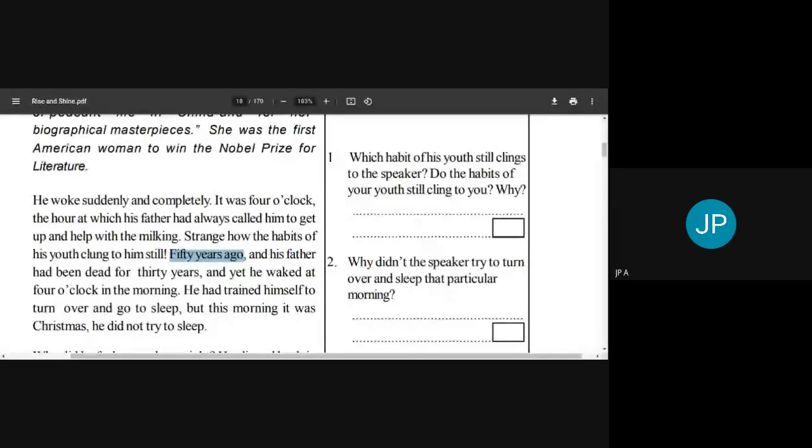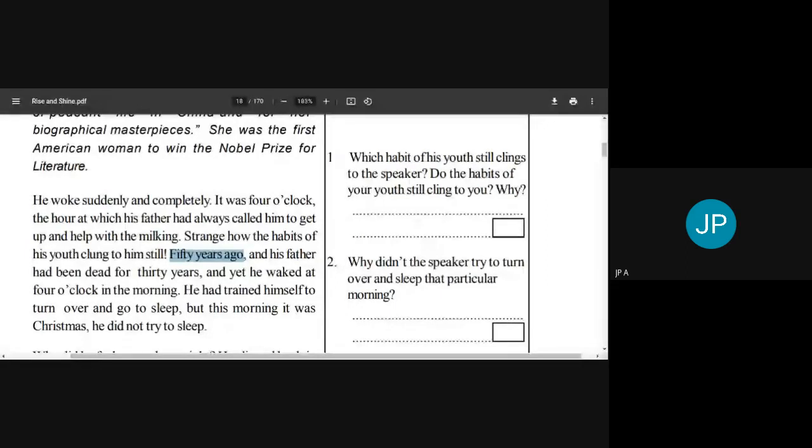It's a kind of farm which is called a dairy farm. Okay, dairy farm where you have cows and you milk the cows and you get money out of that. That is called a dairy farm. And milking has to be done in the morning. So father calls him in the morning to help him with the milking. So he wakes up at 4 o'clock when his father used to call him.